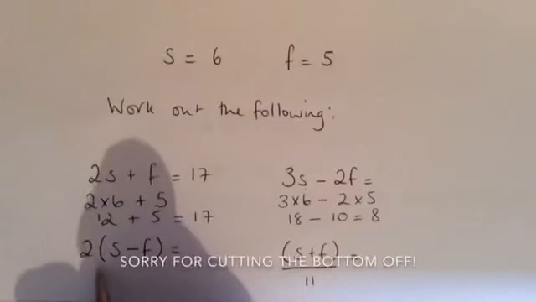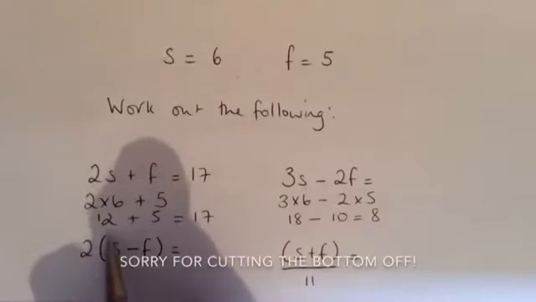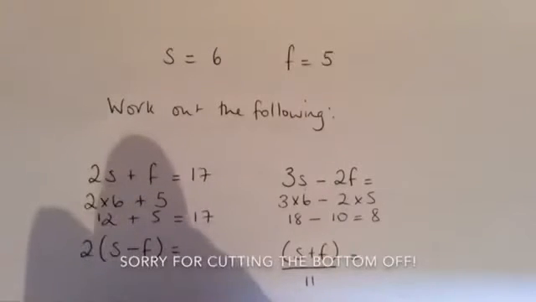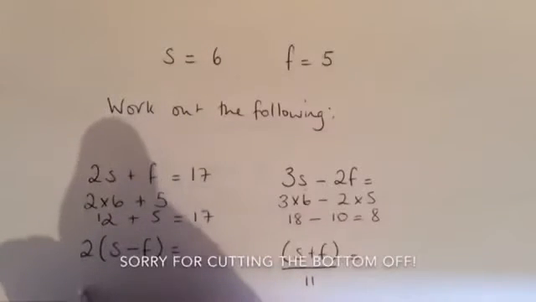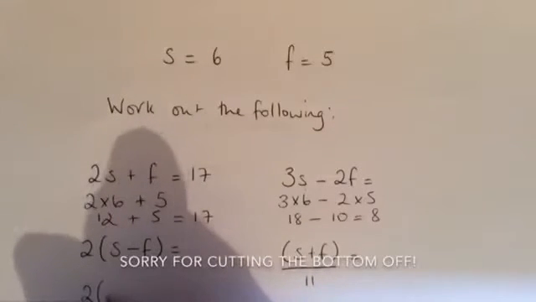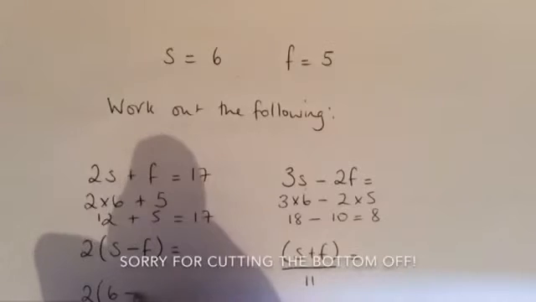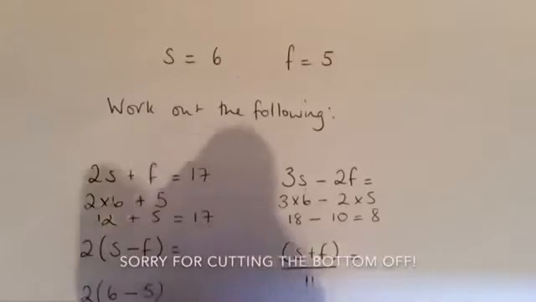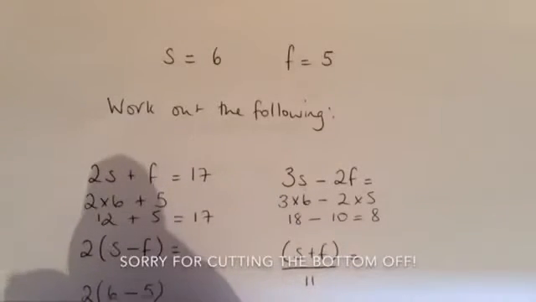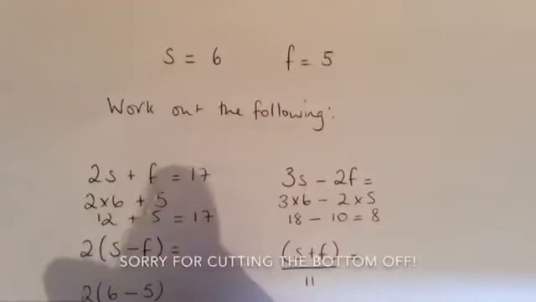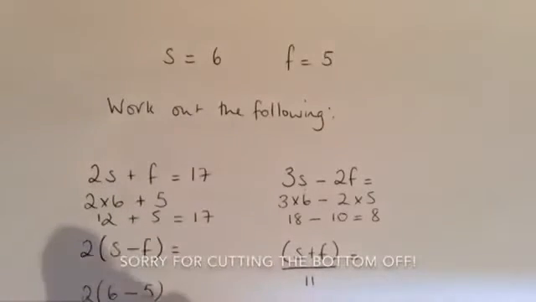Okay, looking at this one here. Remember, with BODMAS or BIDMAS, the brackets mean that we have to do that bit first. We need to do our subtraction before we move on to the multiplication. So for this one, it's going to be 2 times 6 take away 5, so 2 times 1, which equals 2.